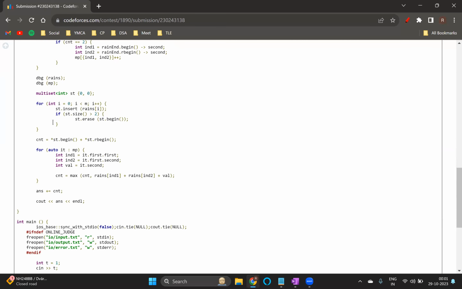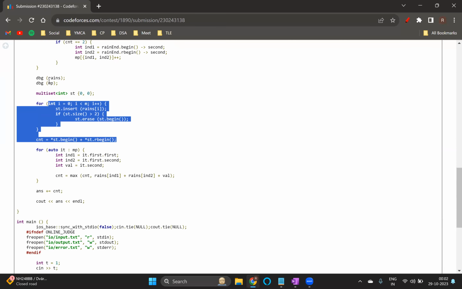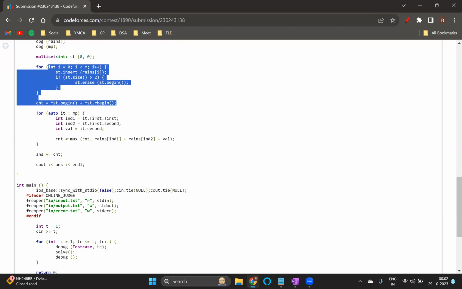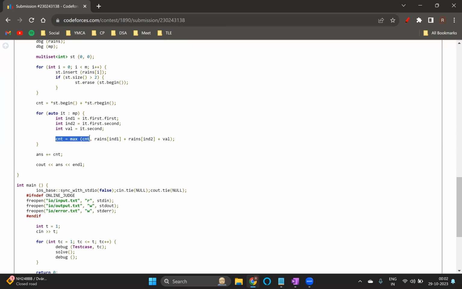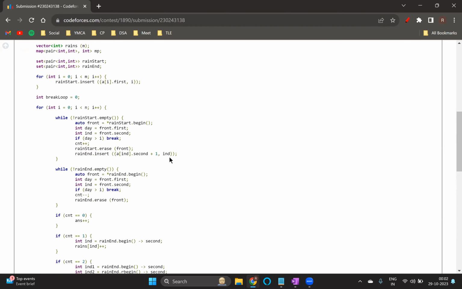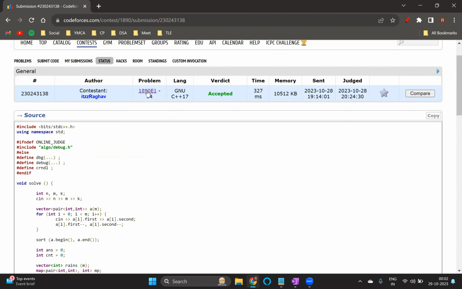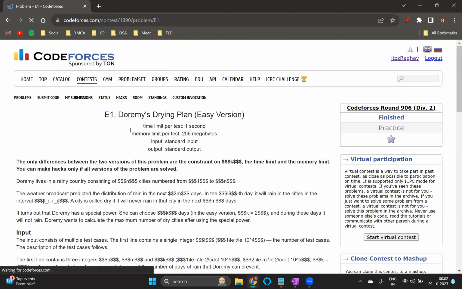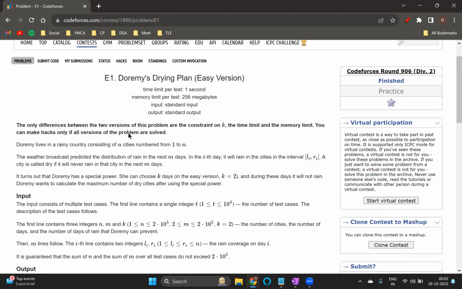And after that, I just found the two largest elements in this range array. After that, I just stored the maximum of CNT and rain on the ith day, like day one, day two, and the common days. Basically, again, something you can do yourself. At the end, just find the answer. For the implementation purpose, I would highly recommend you to try it yourself mainly, and take my code only for reference.